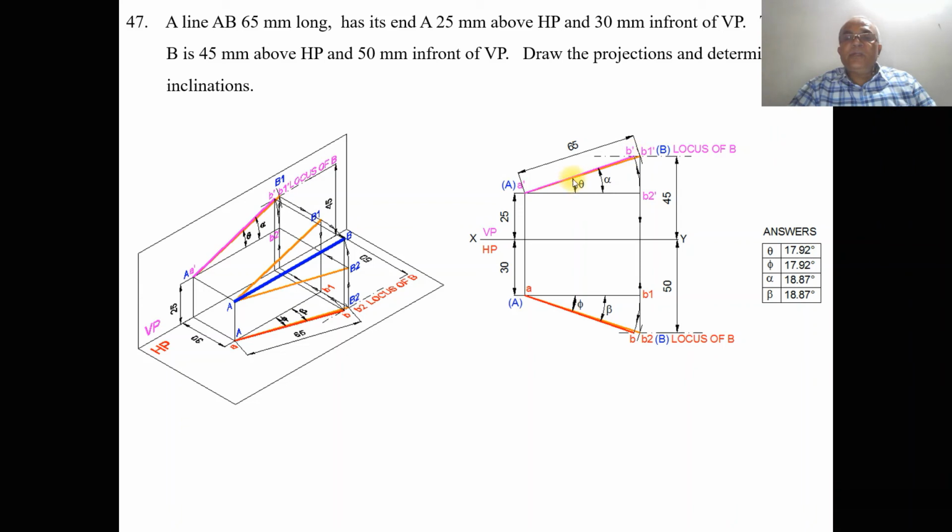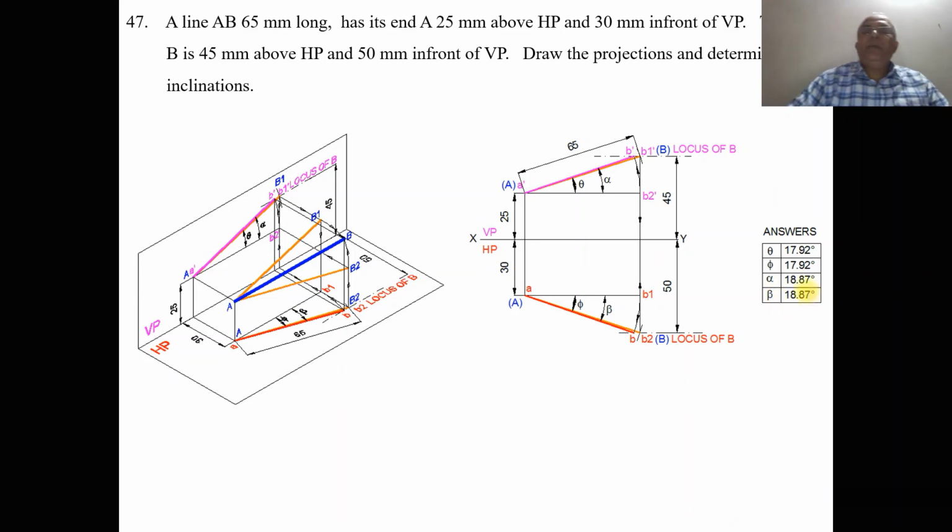So you denote the true inclination with respect to HP as theta, and the apparent inclination with respect to HP as alpha, and the true inclination with respect to VP as phi, and the apparent inclination with respect to VP as beta. Then by using the protractor, you measure the angles theta, phi, alpha and beta. Theta is 17.92 degrees, phi is also 17.92 degrees. When you are doing it manually, in this case, it is 18 degrees. Alpha is 18.87, it is 19 degrees, and beta is also 19 degrees when you are doing it manually.